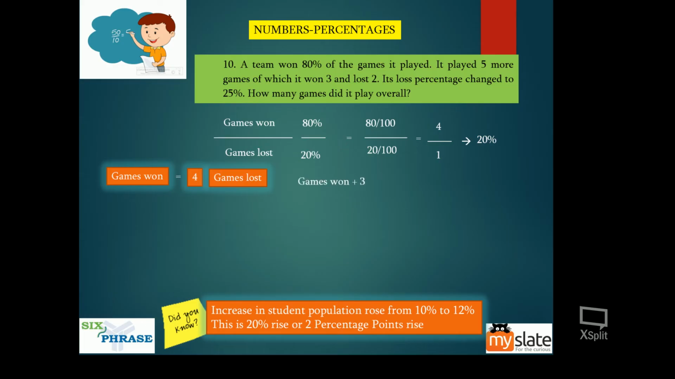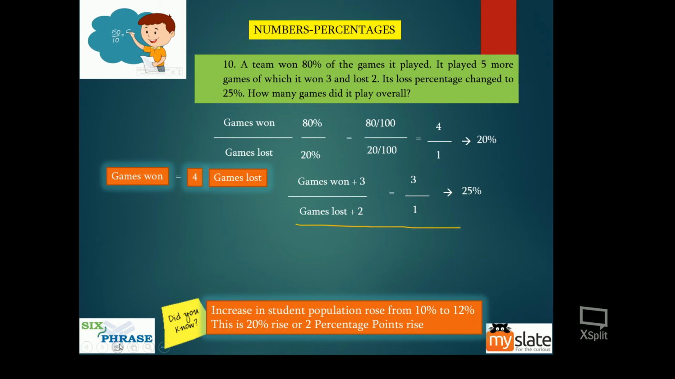Now this is where the 5 games come into play. Out of this 5, how many games are won? 3 games are won, so games won has increased by 3. Games lost has increased by 2. Now, what is the ratio of games won by games lost? It was 3 by 1, because now the percentage is 25%. Here 75% of the games will be won, 25% will be lost. So 3 to 1 is the ratio. Now this equation is what we are interested in.